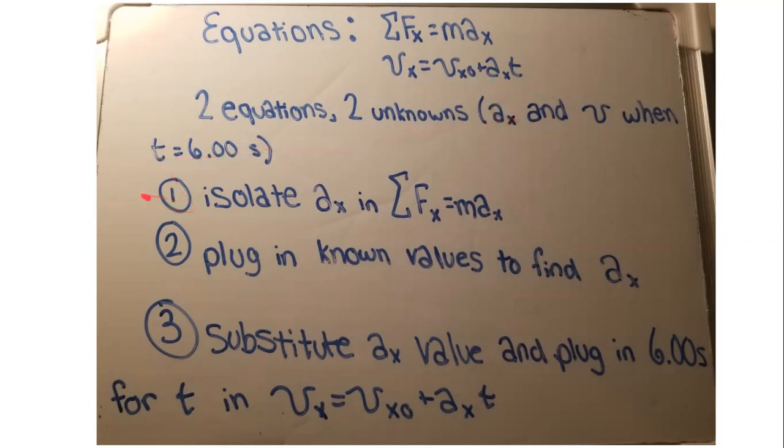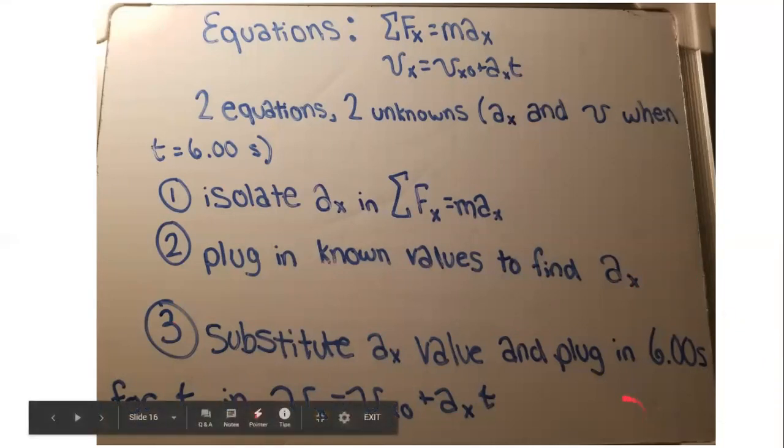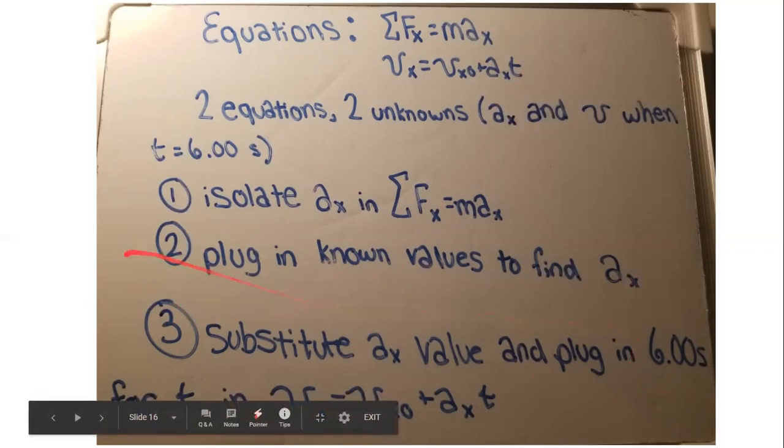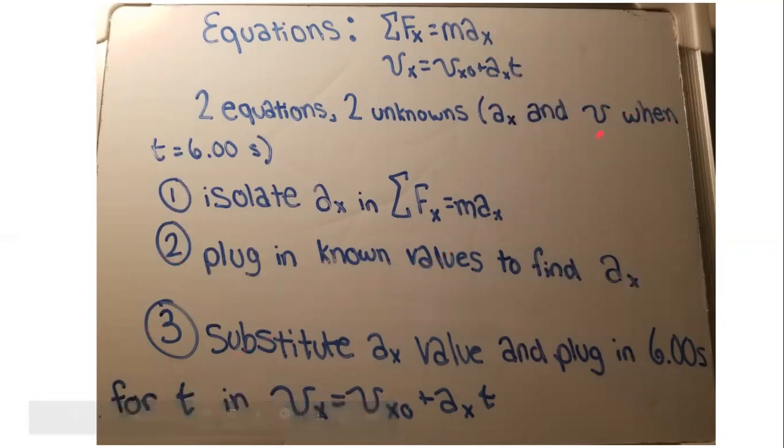So let's do that. Okay, number one, we're going to isolate acceleration in the x direction in Newton's second law. Then we are going to plug in our known values to find acceleration. We know the force applied, the mass, and we also know that it's a frictionless surface. So that's going to help us. Third step, we're going to substitute that value that we found for acceleration, part A. We're going to plug that in and also plug in 6 seconds for t, because we're trying to find velocity when t equals 6 seconds. I'm going to plug that into the time-dependent equation here.